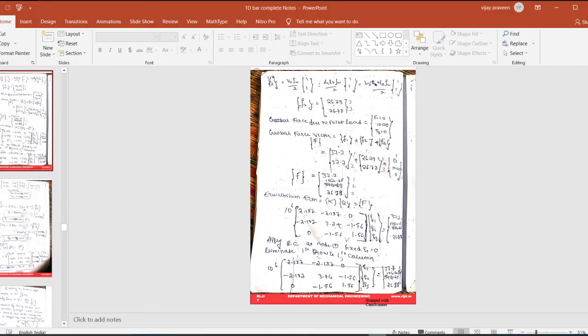Next, tomorrow we're going to take up one more boundary condition method, that is the penalty approach method, in the next class. So tomorrow there are 2 homework problems, and one more homework problem I'll give. All of you note down.